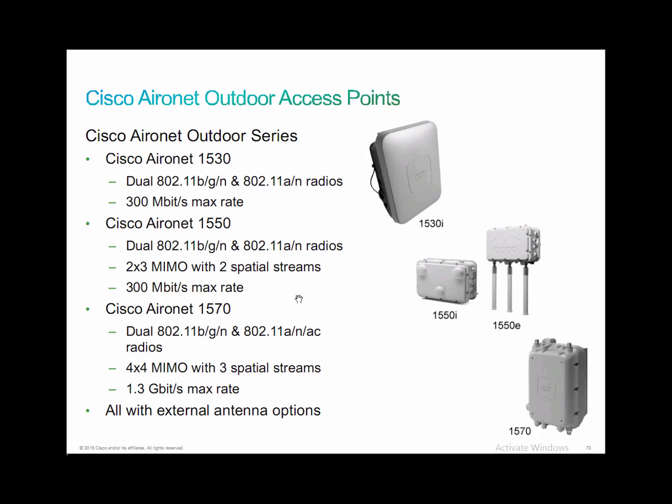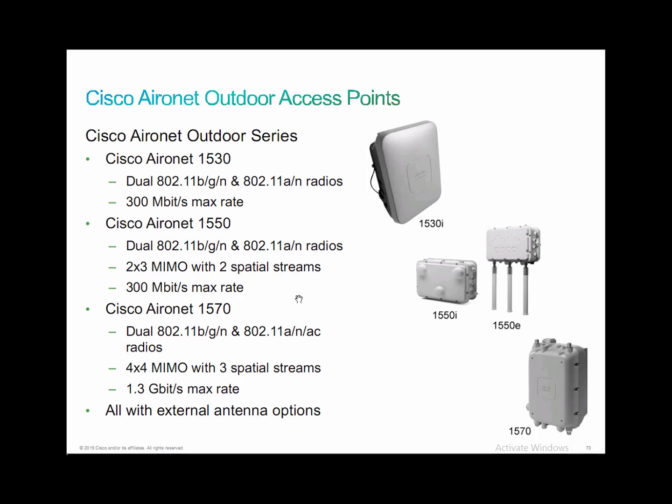Outdoor access points. The 1530, designed for obviously indoor, outdoor, not ruggedized, but it is water resistant and can be installed without an enclosure. But 2.4 and 5 gigahertz. The 1530i does 3x3 at 2.4 gigahertz and 3 spatial streams. And at 5 gigahertz, it does 2x3 with 2 spatial streams.